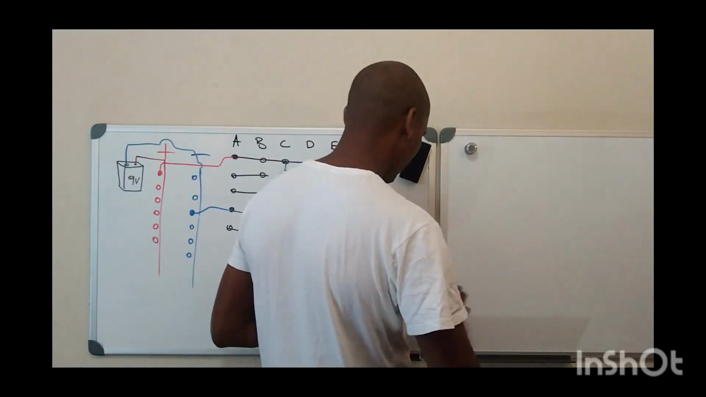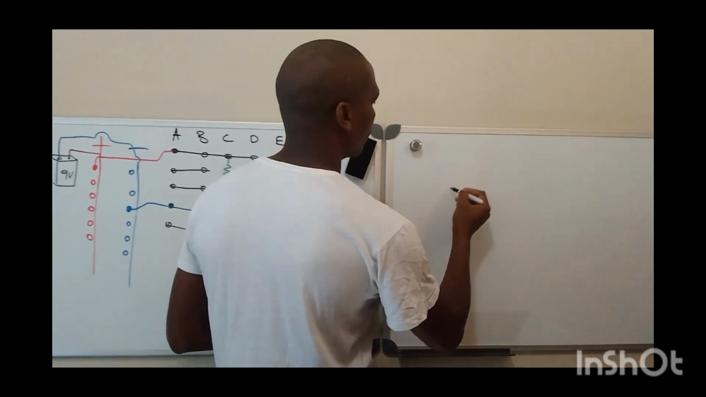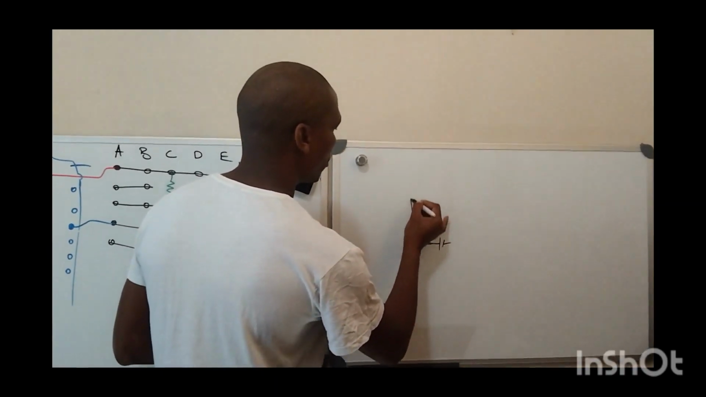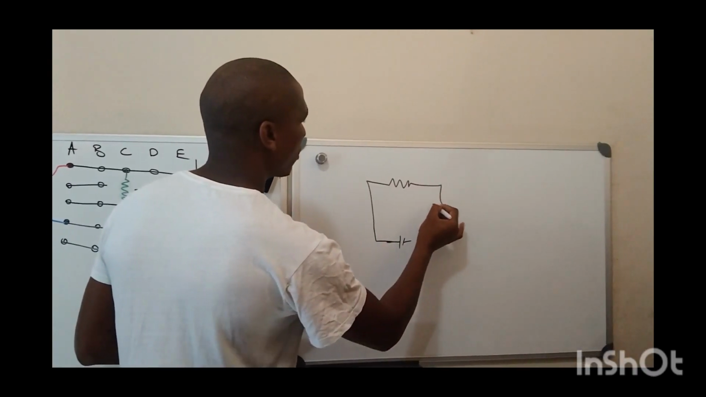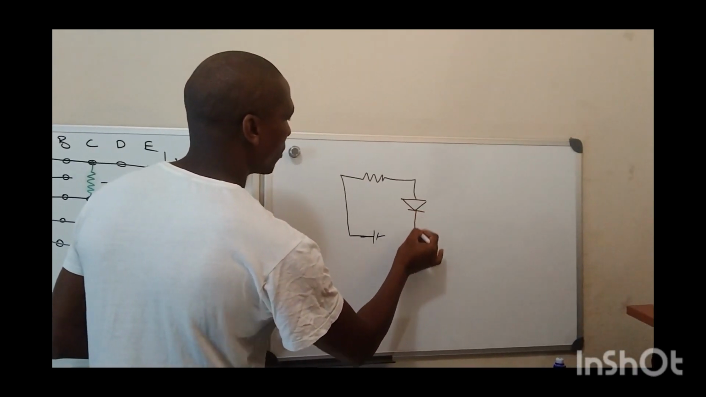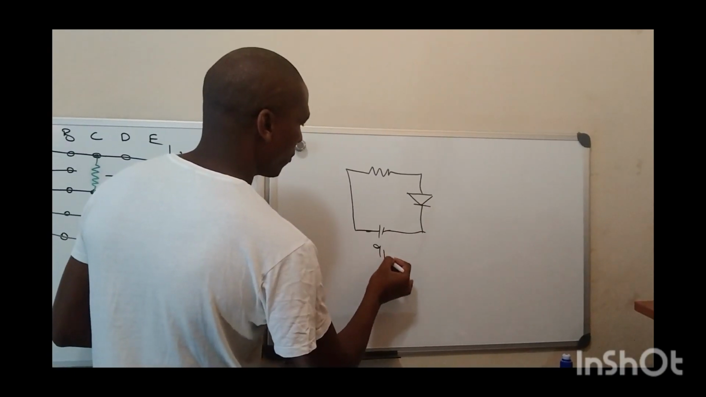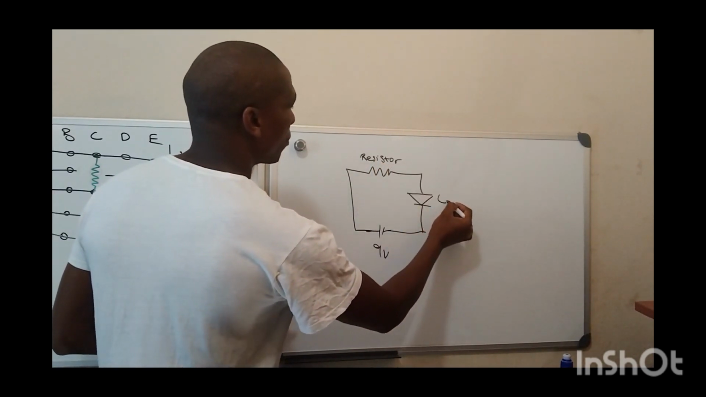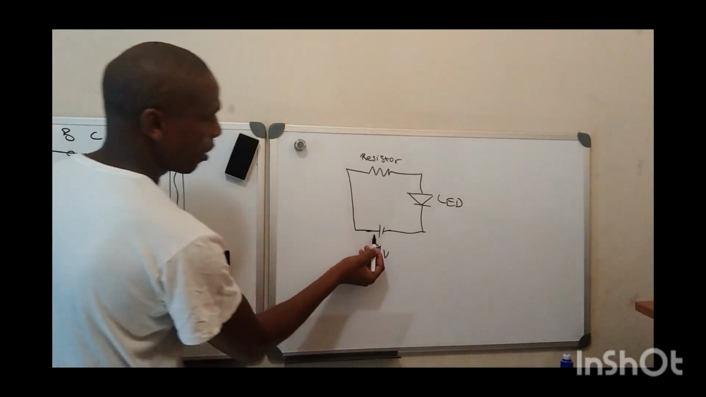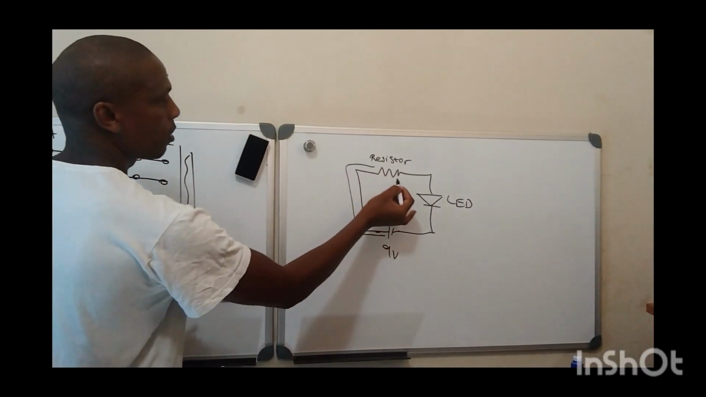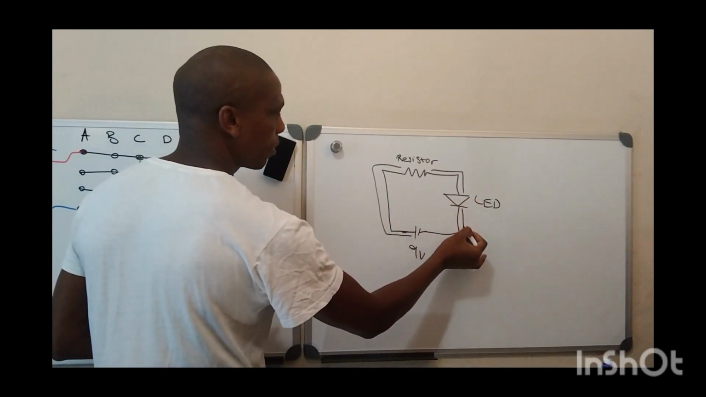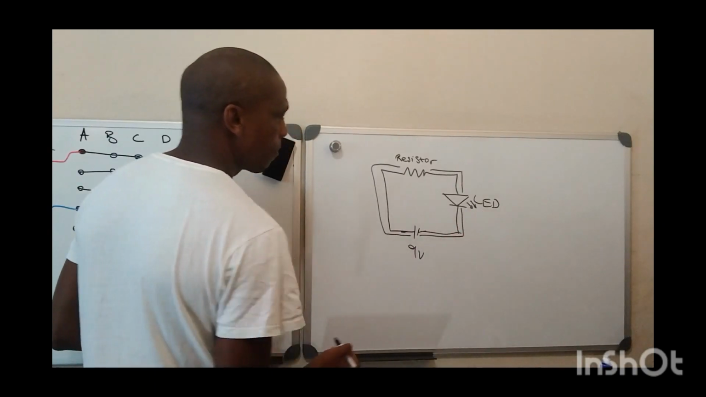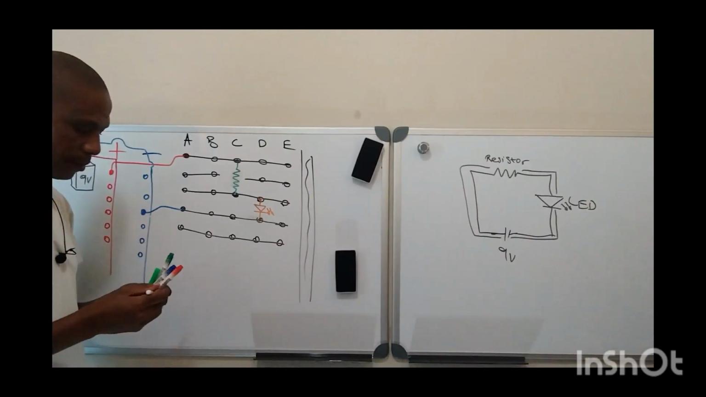Let me throw it here. This is your battery. This LED is big. This is your 9-volt. This is your resistor. And this is your LED. So your current will flow in this direction to the diode, then the diode will light, and then back to the negative. Easy, hey? Yes, sir.